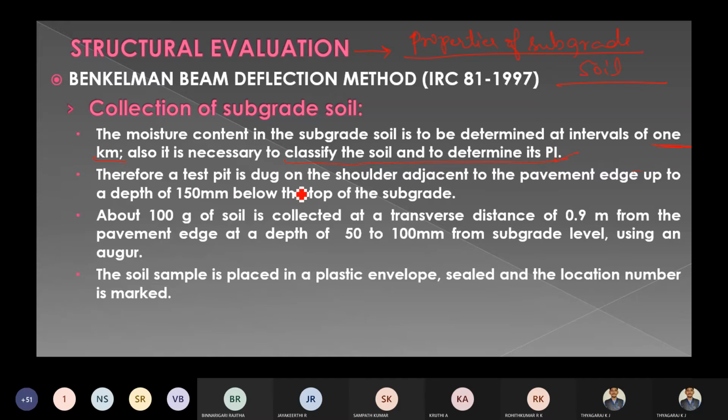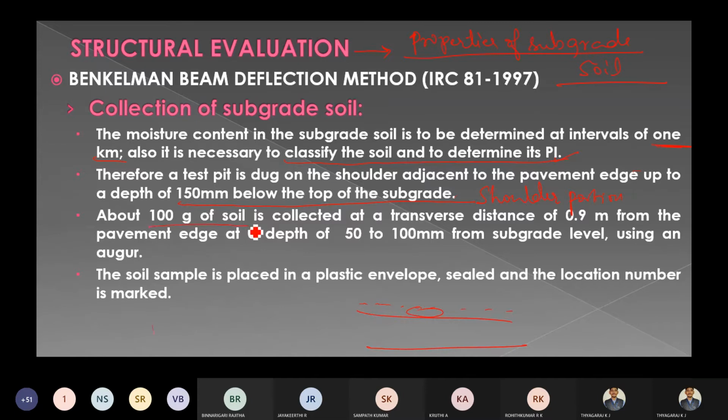Therefore a test pit is dug on the shoulder adjacent to the pavement edge, at a depth of 150 mm, that is 15 centimeter below the subgrade. Usually the subgrade soil is collected in the shoulders, the extra portion. When this is the lane, a separate shoulder is provided, and in this portion they collect the soil subgrade.